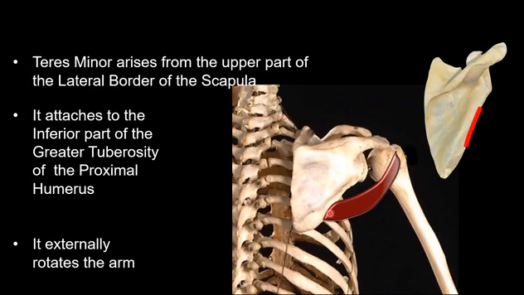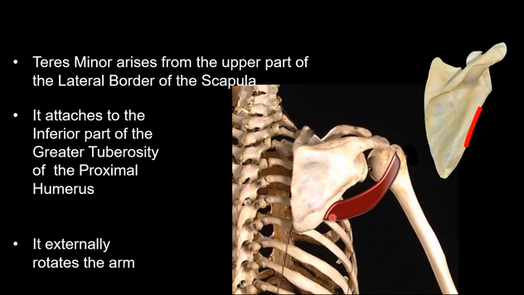You can see that the insertion, proximal and distal attachment, will show you the function, will show you what it does. So if you can remember one, you can remember others. Okay, so it attaches again to the greater tuberosity of the proximal humerus.